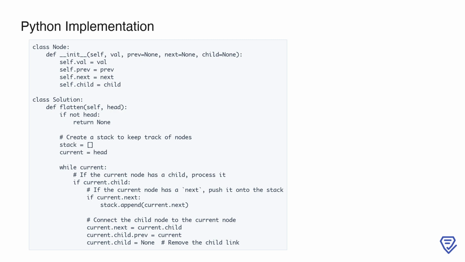position for later processing. Then, we connect the child node to the current node by updating the next pointer to point to the child and setting the previous pointer of the child to point back to the current node. Finally, we remove the child link by setting it to None, ensuring the structure becomes linear up to this point.